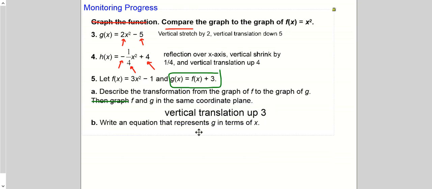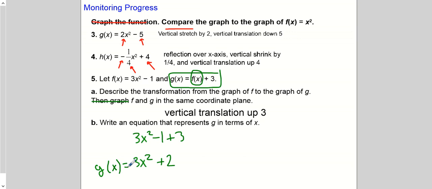And B, write an equation that represents g in terms of x. So put in your function for the f of x and then add 3 and combine like terms. So f of x is 3x squared minus 1. That's the f of x part. And then add 3. Simplify. And this is what g of x equals. This is our g of x function.